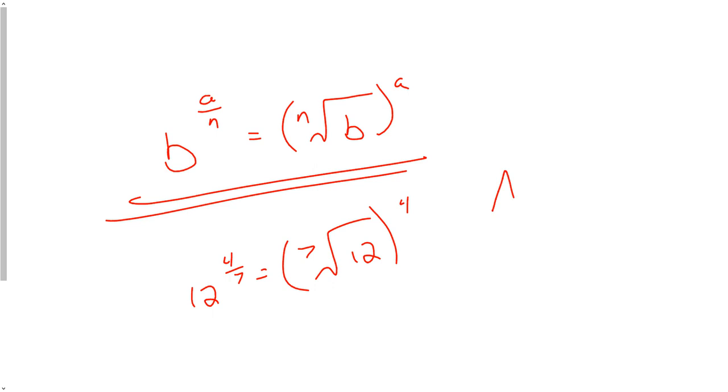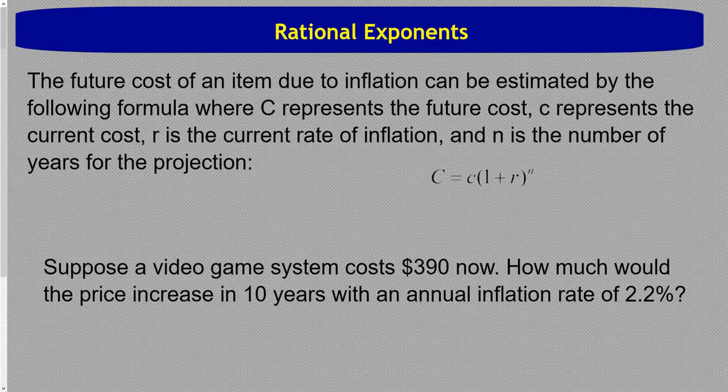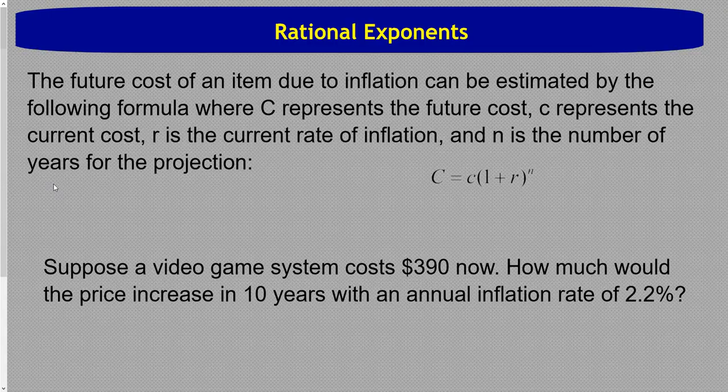That would be a great idea to have this little formula, I guess, if you will, to go back to. Okay, the future cost of an item due to inflation can be estimated using a formula, right? So the only variable here is the rate of inflation. If it's interest, then it's easy, but inflation can change a little bit. Remember, inflation is when the value of money goes down.